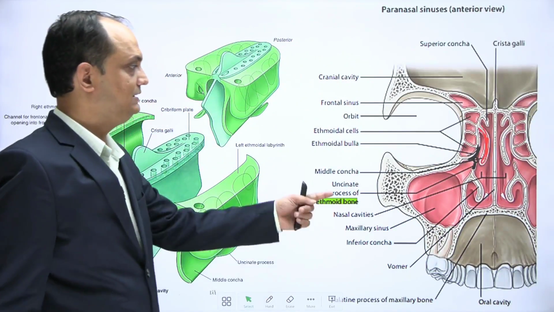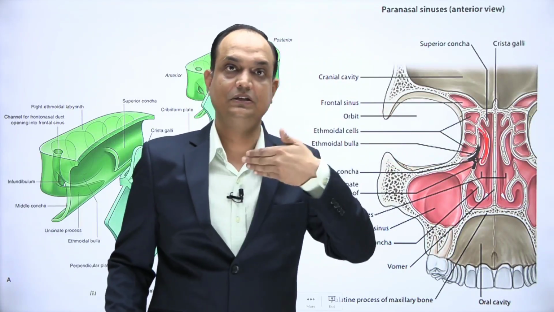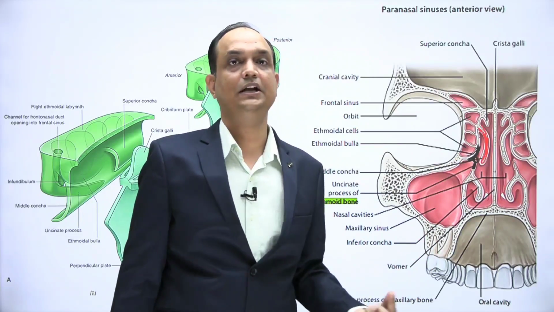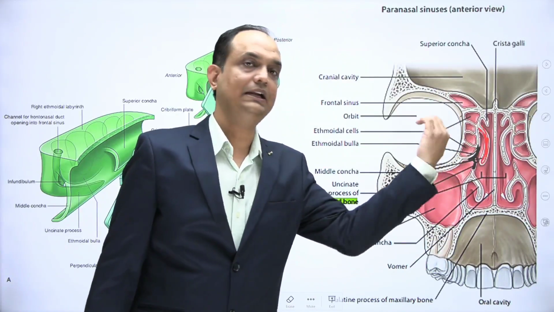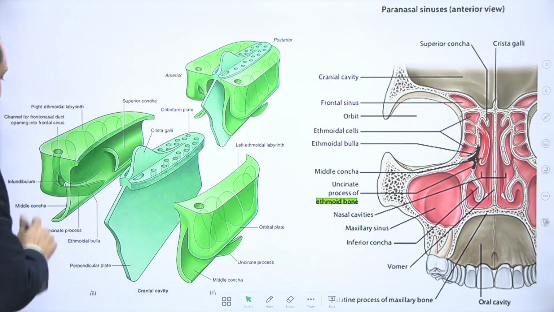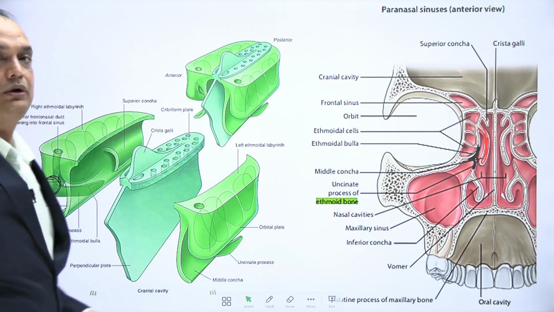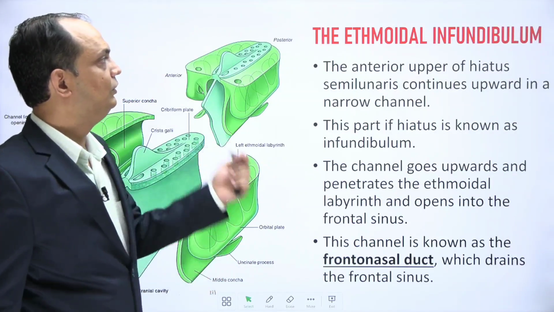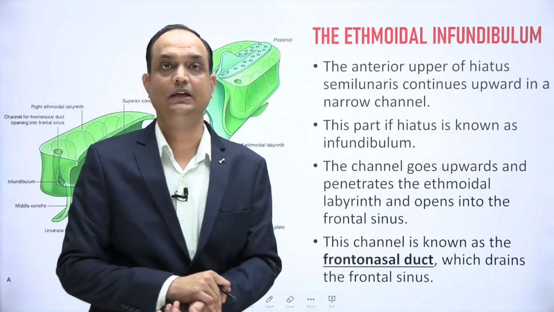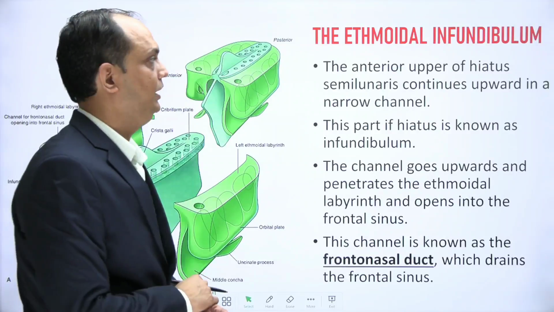So you have to understand that in coronal section it looks like the uncinate process is an independent bone, but it is not, because when you trace its anterior attachment you will reach this point, which is the antero-inferior aspect of the labyrinth. Now, one more term comes here: the ethmoidal infundibulum.